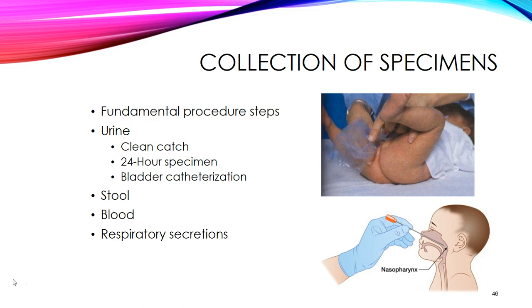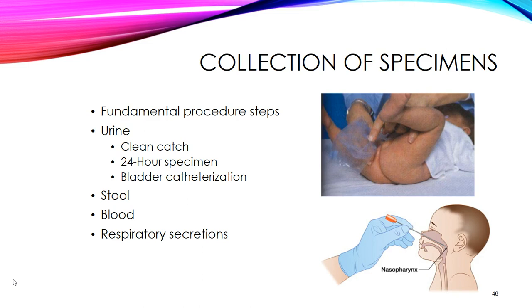If a child is potty trained, again, it's the same clean catch urine that you would do in an adult. But if they're not potty trained, that's where it gets to be different. Ideally, the best way to get a urine is by a catheterization, a straight cath, especially if you're looking for a culture.